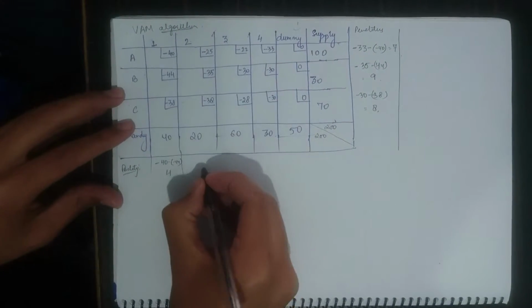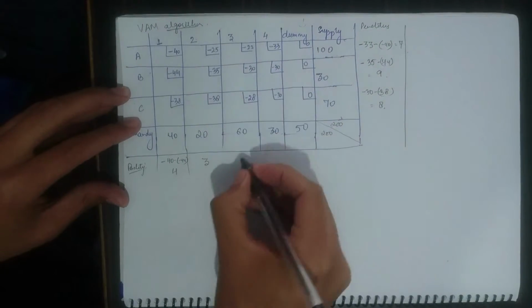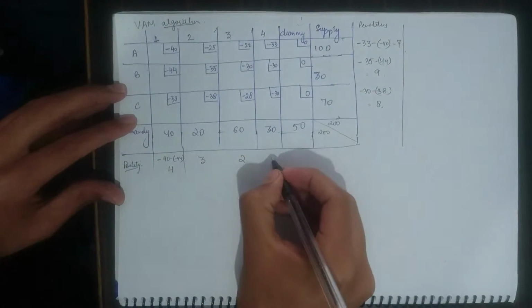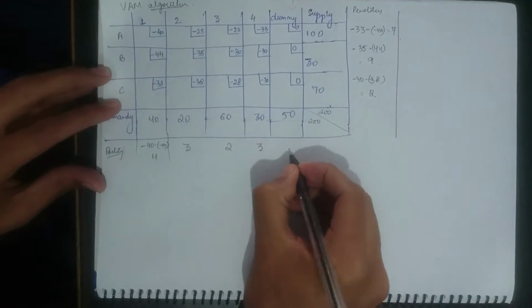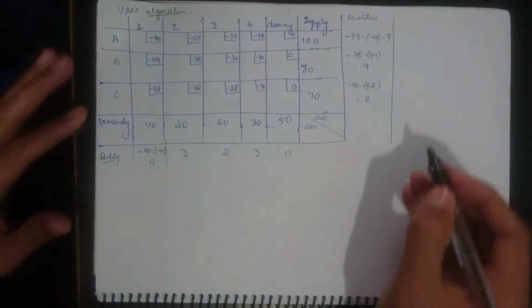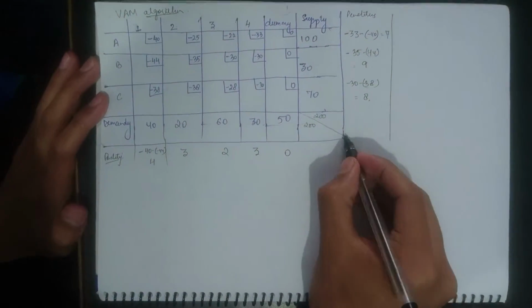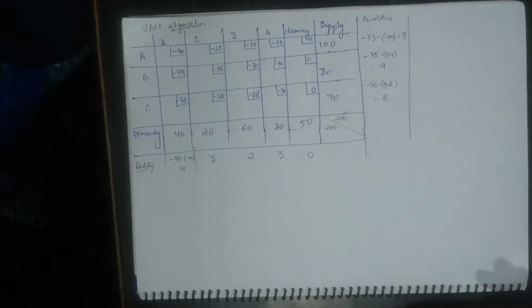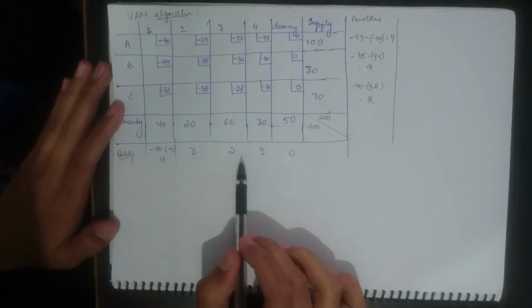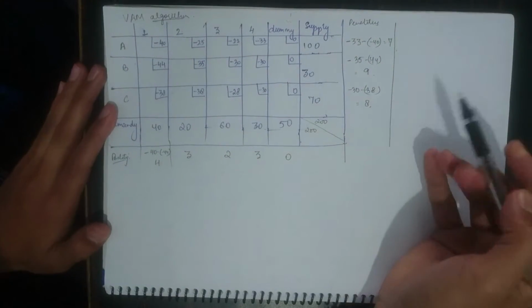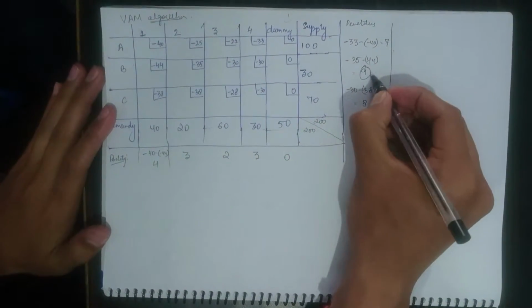Similarly 3, 2, 3 and 0. Okay. Now after calculating penalties we will find the maximum penalty. So we have 4, 3, 2, 3, 0 and 7, 9, 8. So we have 9 as the maximum penalty.